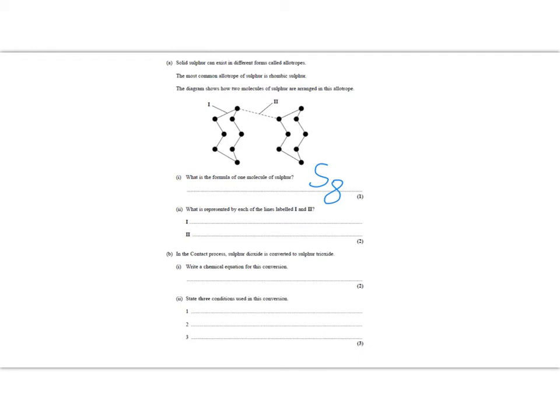So what's meant by the lines? 1, that's a covalent bond. And what's number 2, or II? That's an intermolecular force, or an IMF for short. Don't ever write IMF in an exam, write intermolecular force. Obviously, inter meaning between, molecular force.